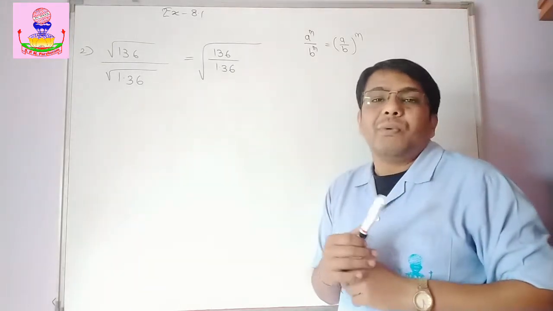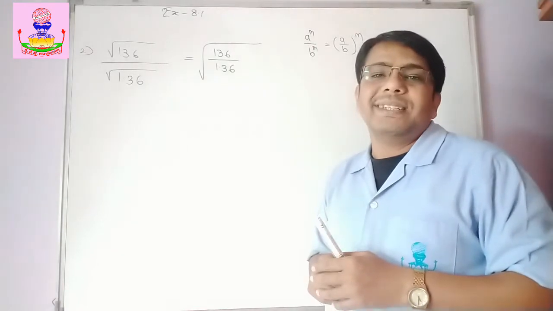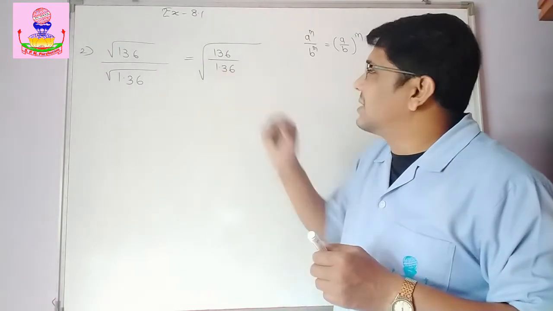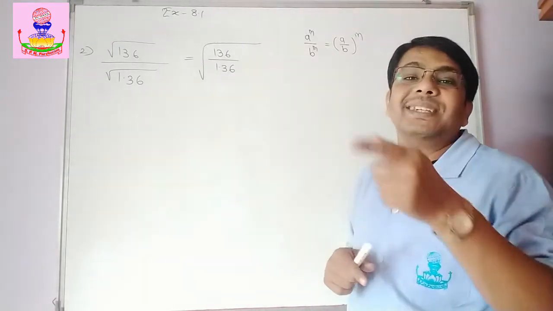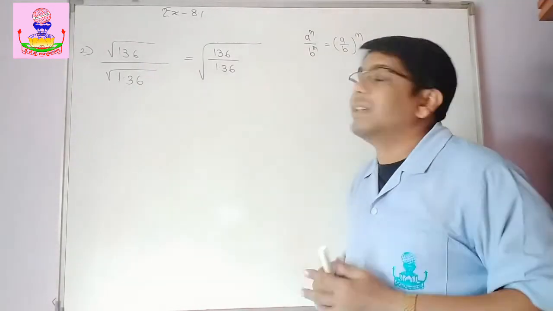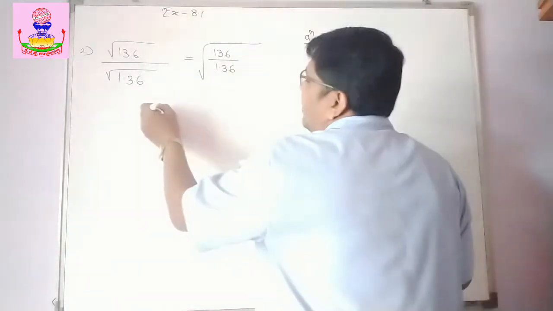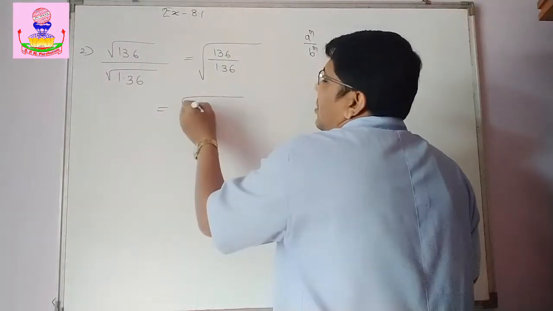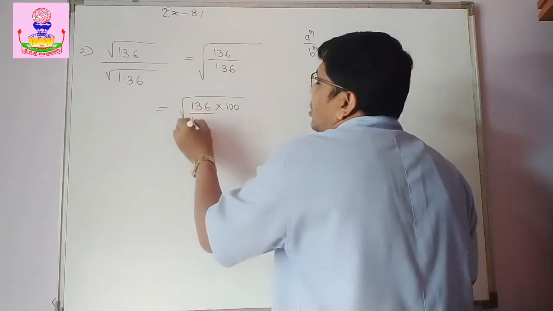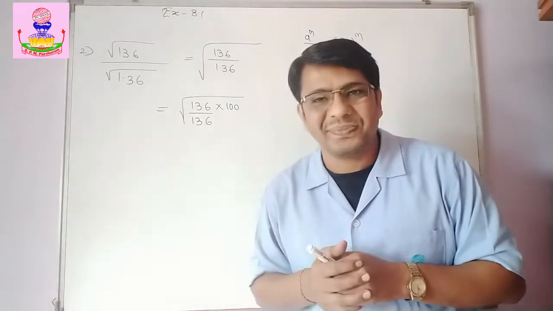Okay. Now, what I will do? Remove the decimal point. Now, when I remove the decimal point, there are 2 digits after the decimal point, so that is 136 upon 100. Am I right? So 2 zeros. Now that 100, if I write it here, it will automatically go to the numerator. So straight away I will write it like this. 136 into 100 divided by 136. I hope you don't have any doubt.